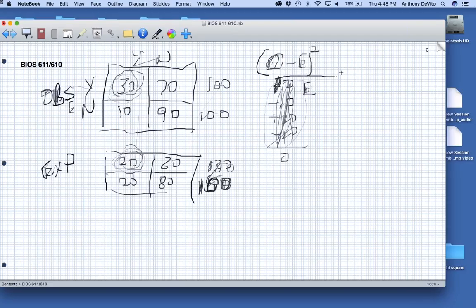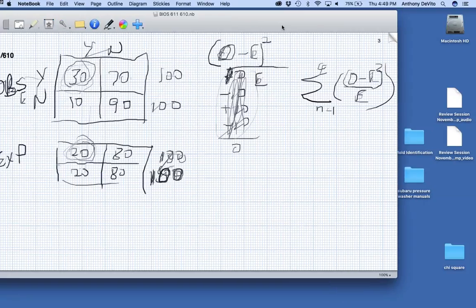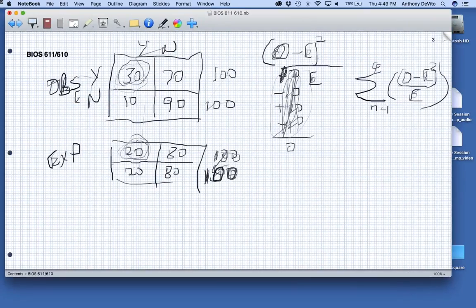The way that might look if I was writing a formula for that is the sum of the observed minus the expected, squared, over the expected, for all 4 boxes, i equals 1 through 4. So I'm going to go ahead and do that. 30 minus 20 is 10, squared is 100. 10 minus 20 is minus 10, squared is plus 100. 70 minus 80, 10 squared is 100. 90 minus 80, 10 squared is 100.